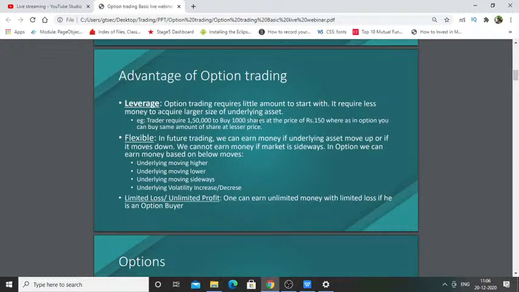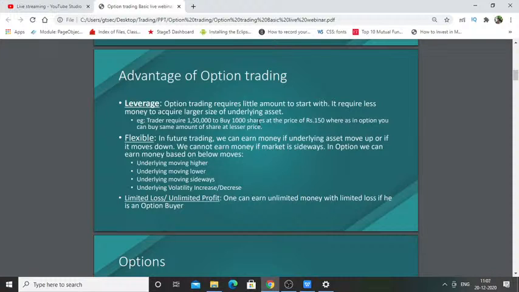If you're doing a trade in futures trading, then the stock or the index should move either upside or downside as per your direction, only then you are going to make a profit. Let's say, as per the previous example, a stock is trading at 150 rupees. If you are buying a future, only if the stock moves above 150 are you going to get the profit. Or if you are on the sell side, only if the stock moves below 150 are you going to make a profit in futures.